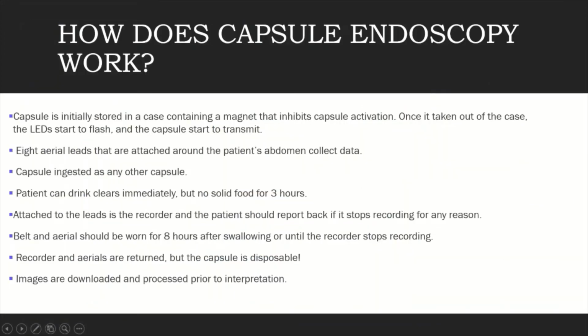How does capsule endoscopy work? The capsule is initially stored in a case containing a magnet that inhibits capsule activation. Once it's taken out of the case, it starts to flash.